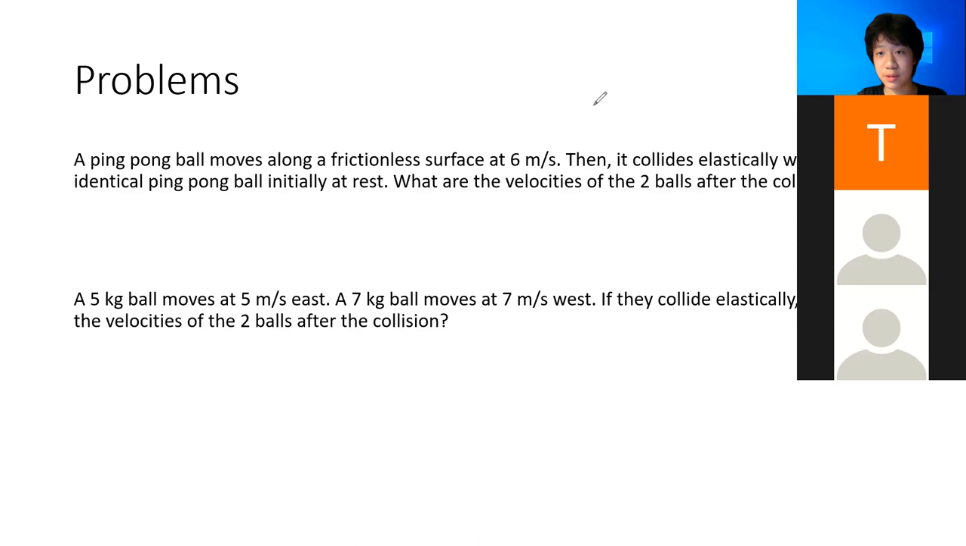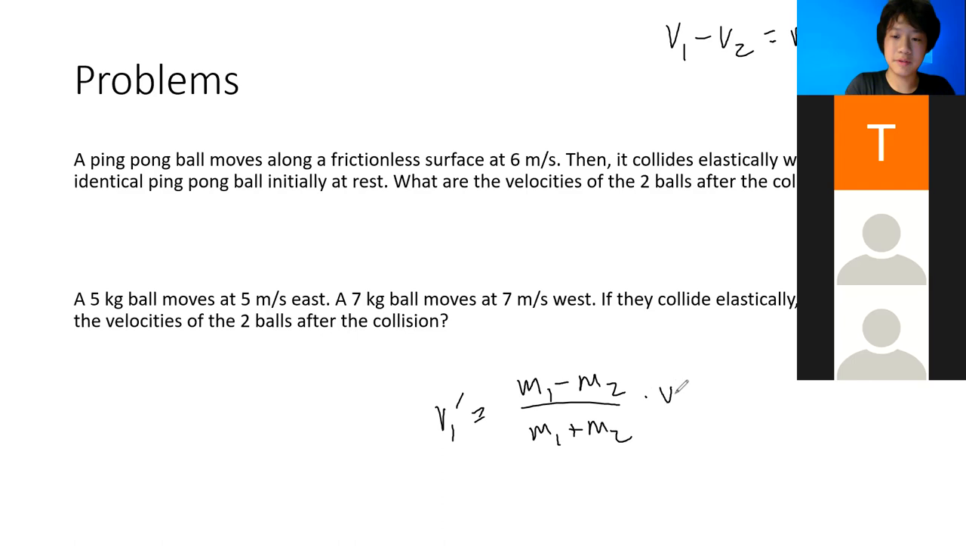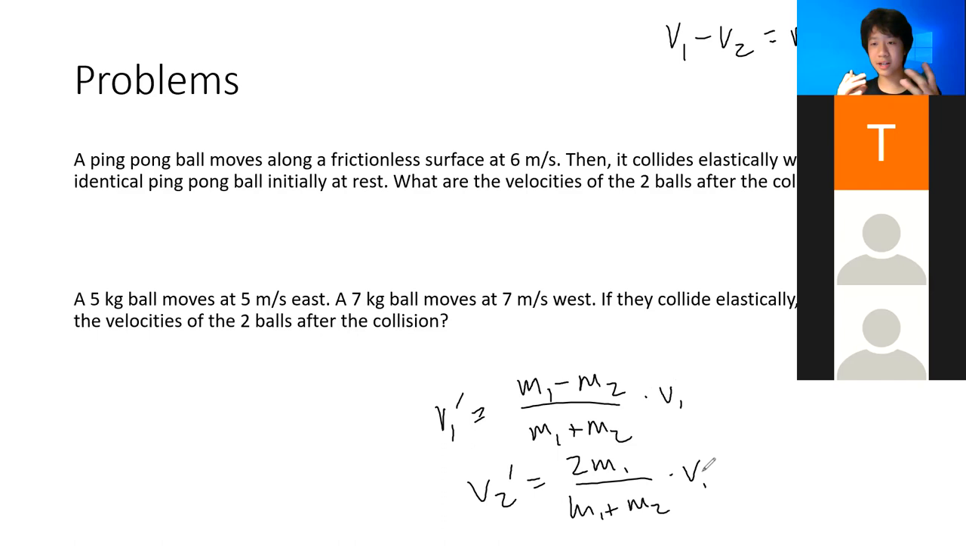If you need a refresher on the equations, I'm going to write them here. First of all, for any kind of 1D elastic collision, you have V1 minus V2 equals V2 prime minus V1 prime. This works for any kind of 1D elastic collision. Then for the special case where one of the balls is at rest before the collision, V1 prime is equal to (M1 minus M2) over (M1 plus M2) times V1, and V2 prime equals 2M1 over (M1 plus M2) times V1. V2 prime has to be the resulting velocity of the ball that wasn't moving initially, and V1 is the velocity of the ball that was moving before the collision. So V2 was not moving initially, and V1 is moving.